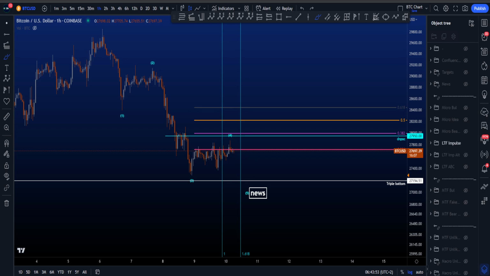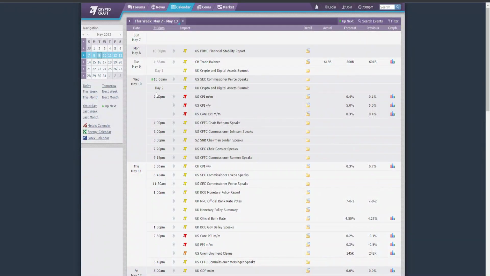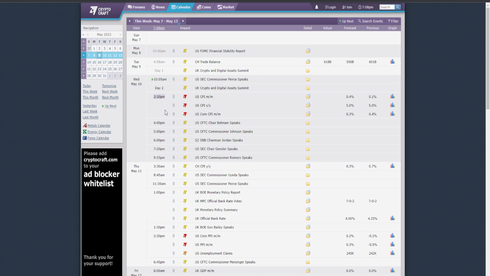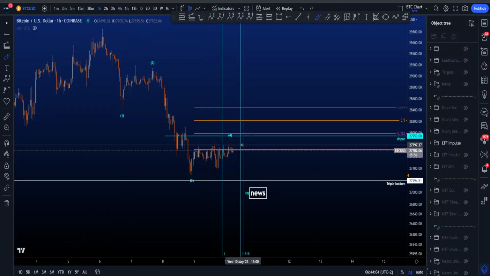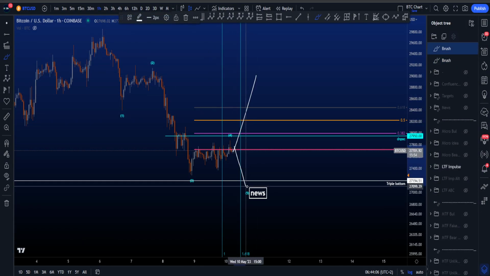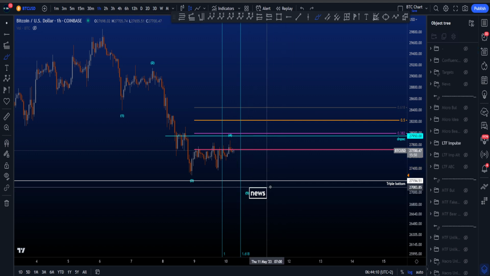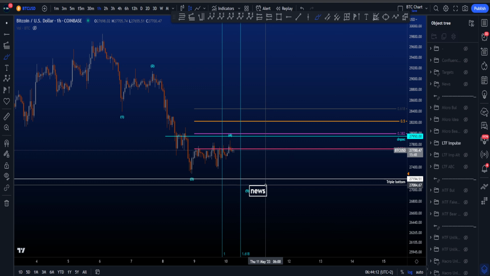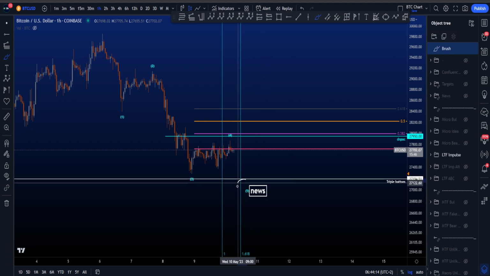If I quickly open the news for you as well, then you can see that today, 2:30 p.m. Central European time, you've got to check your own time zone for this one, we have some high impact news coming, which can create some volatility. Of course, it can either go to the upside or the downside. No one knows, but make sure you trade safe and have everything in place to interact with the news and the potential volatility.